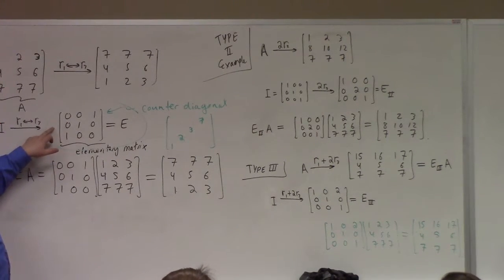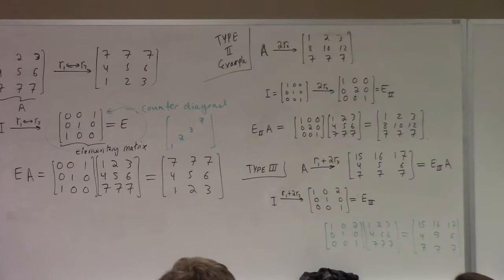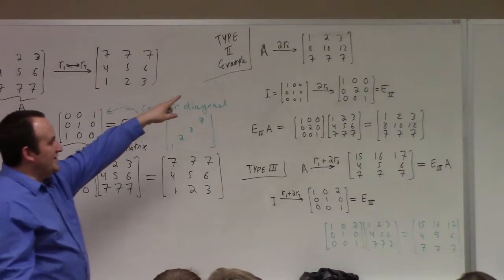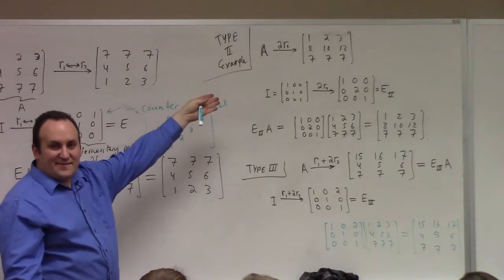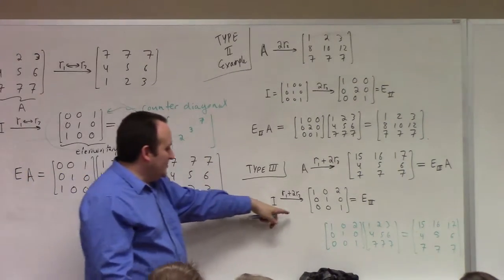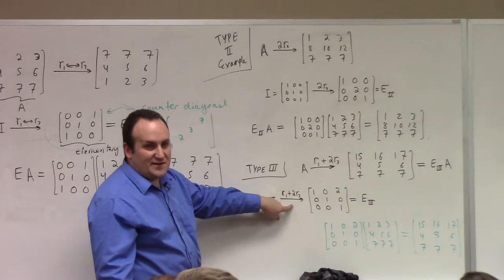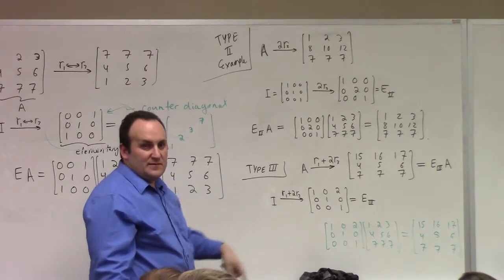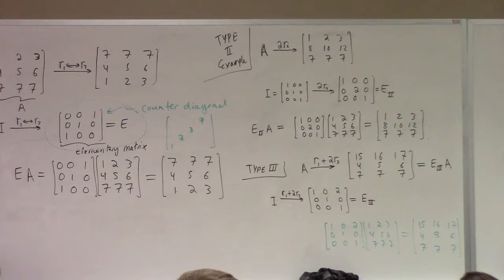In fact, this is its own inverse. If you multiply this matrix by itself, you get back the identity matrix. You can check that E squared is the identity matrix. It's its own inverse. So row swaps are their own inverse. To undo multiplication by 2, you do multiplication by half. To undo this one, instead of adding row 3 to row 1, you subtract row 3 from row 1. So the inverse of each elementary matrix is another elementary matrix of the same type, in fact.